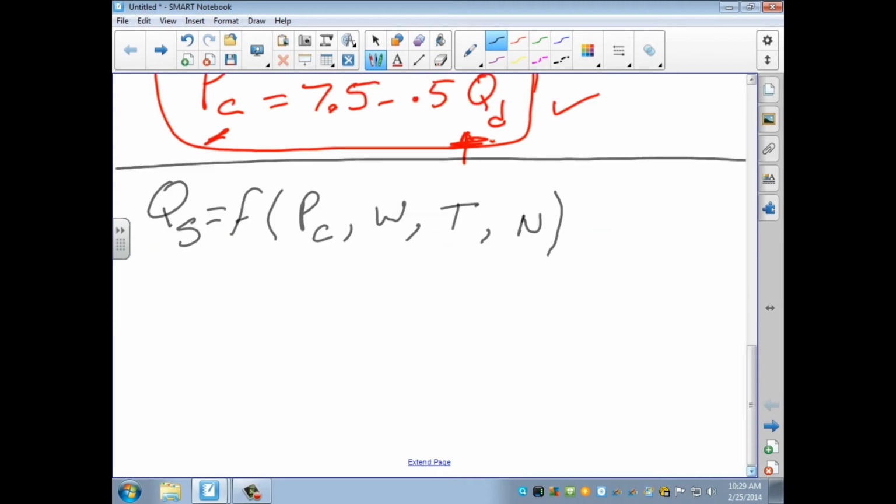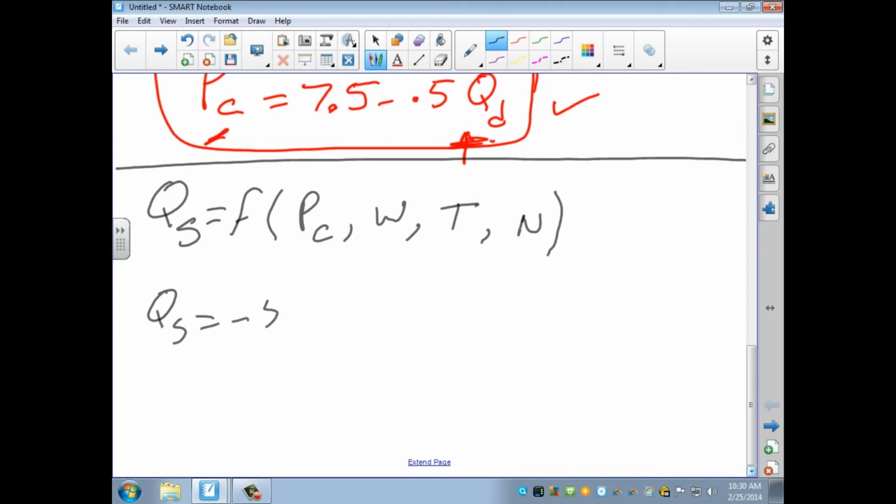Again, if we do multiple regression, collect the data for all these 5 variables: quantity supplied, price of copper, wage index, technology index, and the number of active mines, plug it into Excel or any statistical software, it would spit out the coefficients for us. And it would be something like this. This is according to the book again.